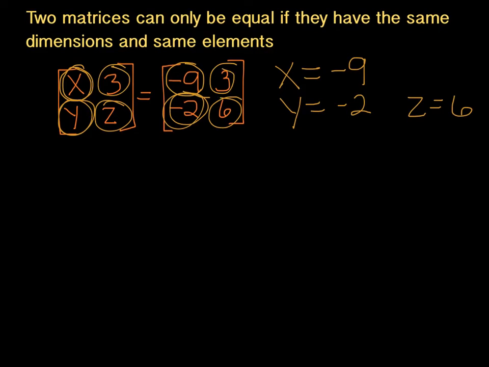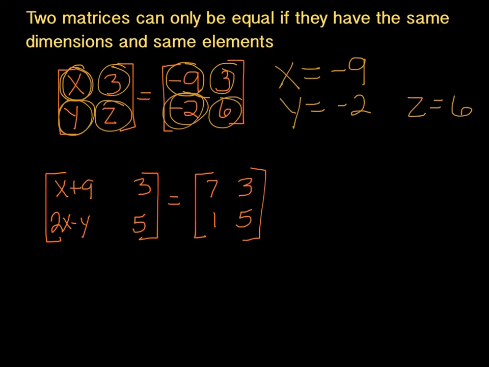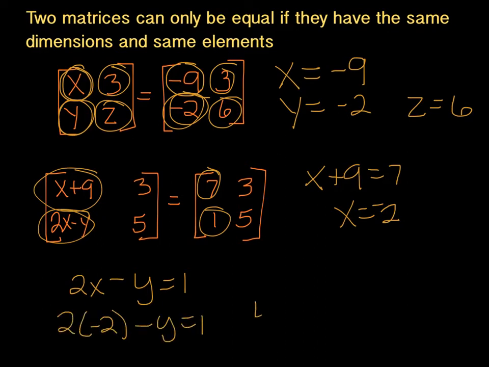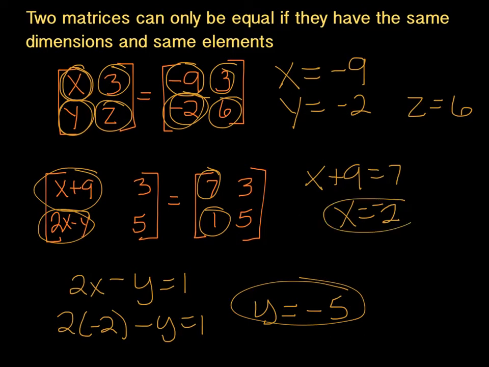We could also do more difficult ones like this, where we would then say, okay, so x plus 9 has to equal 7, and we would solve for x. X is -2. And then we know 2x plus y has to equal 1, and we've already solved for x, so 2 times -2 minus y equals 1. Solve, and you're going to get y equals -5. So now we would know what x and y are.